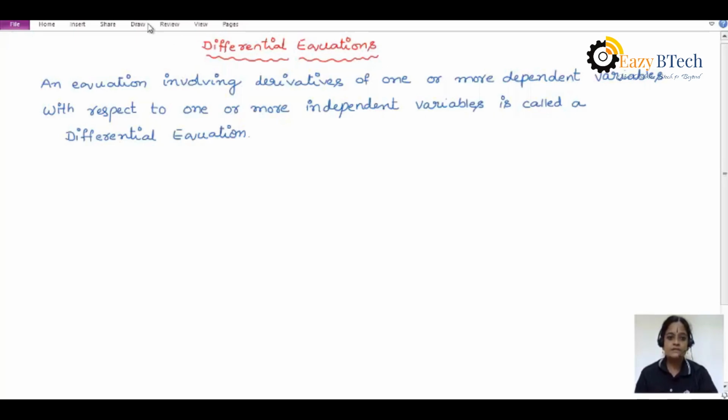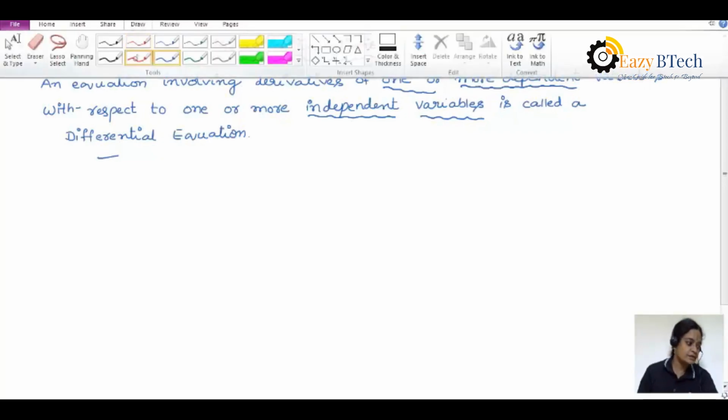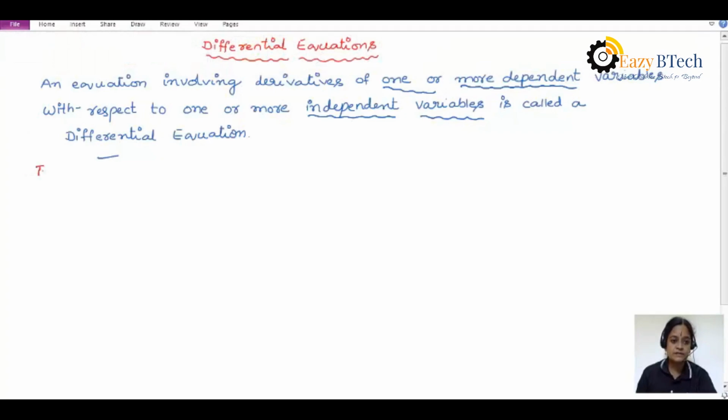So differential equations. What is a differential equation? It's an equation involving derivatives of one or more dependent variables with respect to one or more independent variables. Okay students, an equation involving derivatives of one or more dependent variables with respect to one or more independent variables is called a differential equation. The next one, types of differential equations.